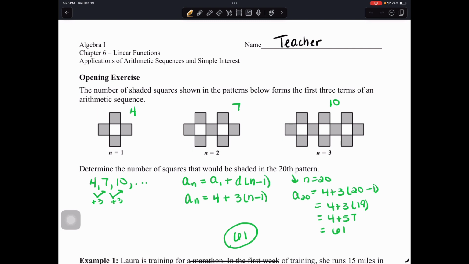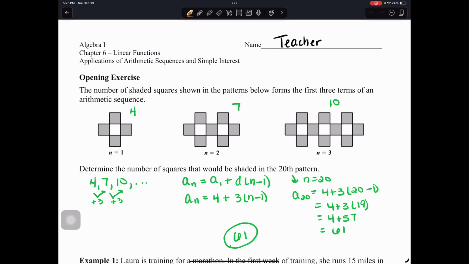The number of shaded squares shown in the patterns below forms the first three terms of an arithmetic sequence. So you have to count the shaded squares. When the first term is there, it's 4. The second term is 7. The third term is 10. So you can see underneath where it says determine the number of squares that would be shaded in the 20th pattern. I went ahead and wrote down my first three terms.